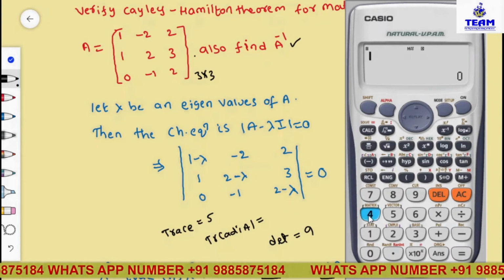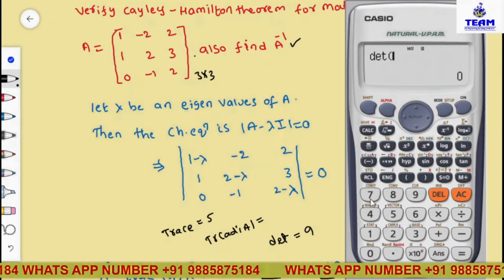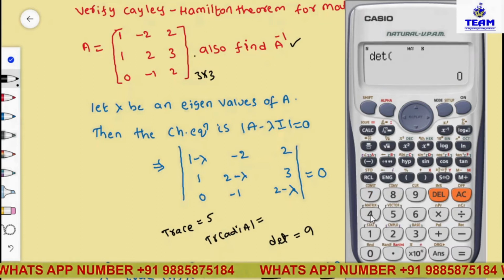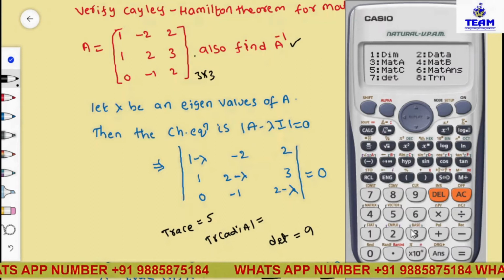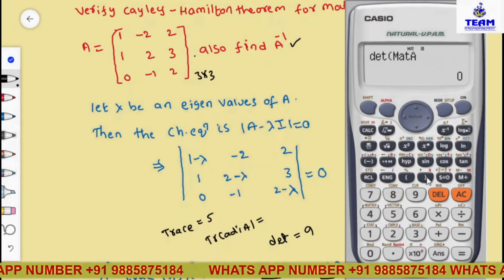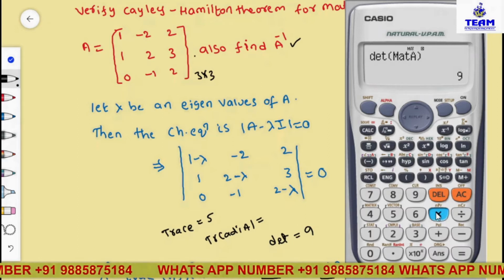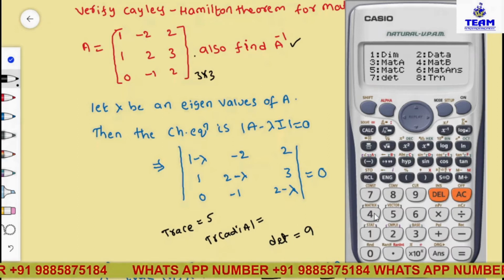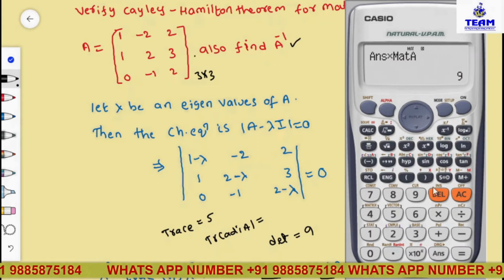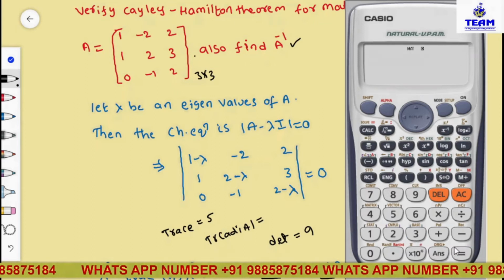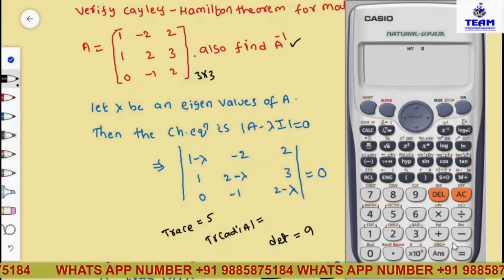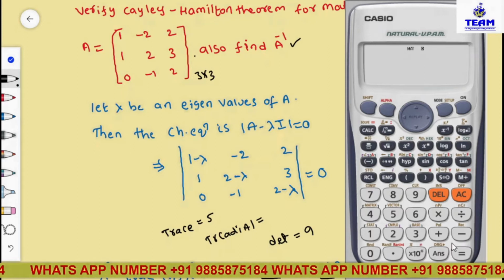Shift 4, determinant option. Again Shift 4, Mat A, close the bracket, is equal to. This gives the determinant, into Shift 4, Mat A inverse. Now is equal to what?